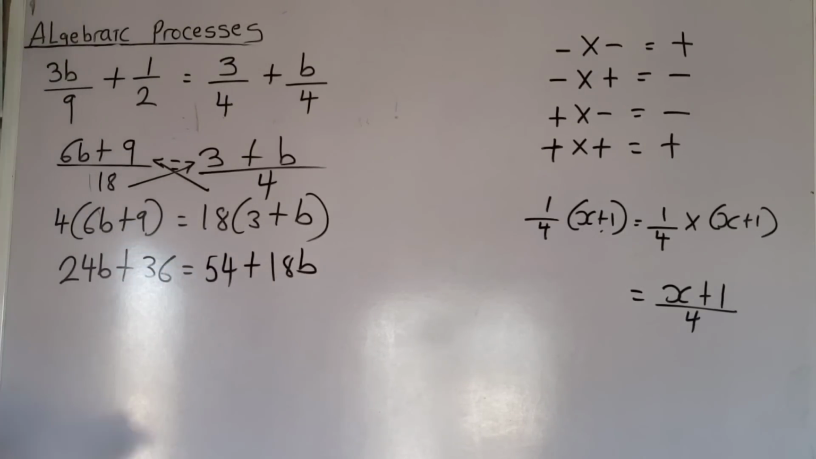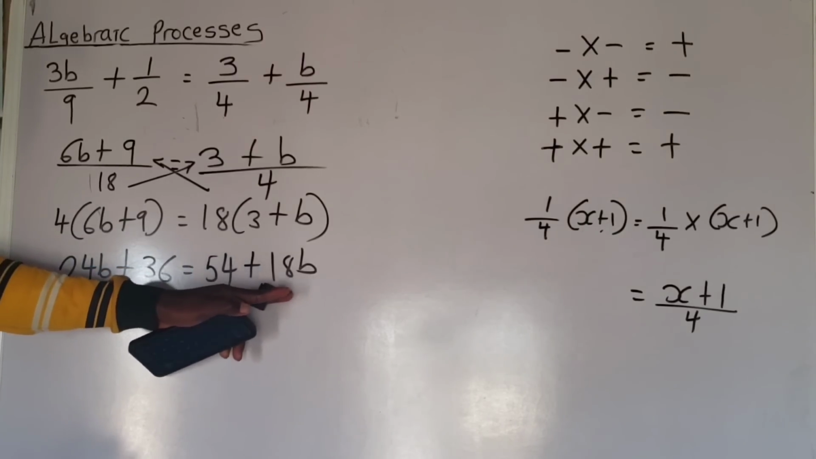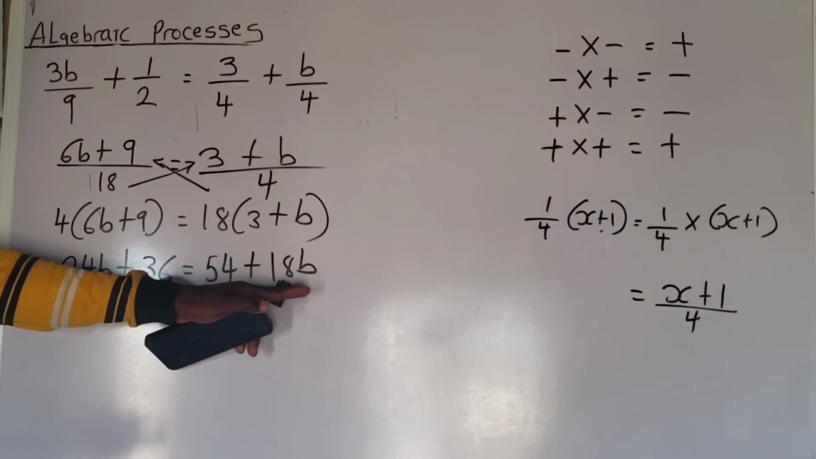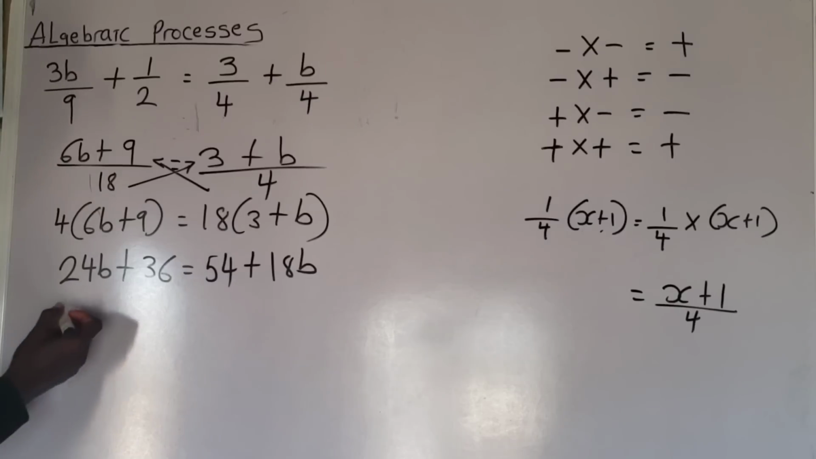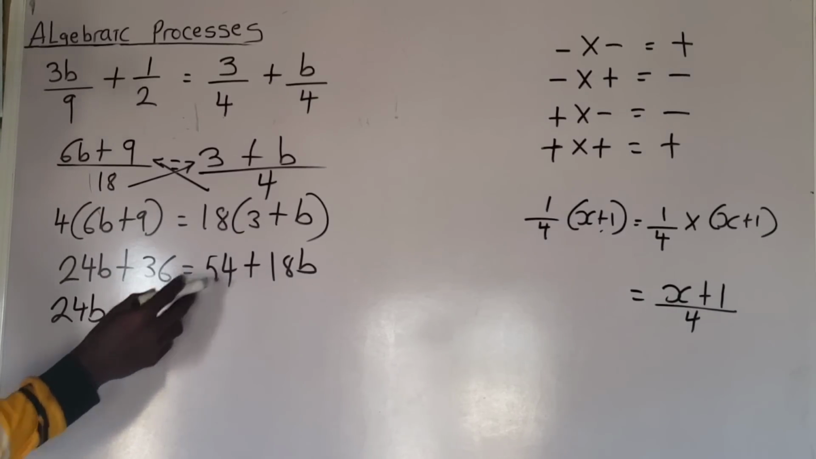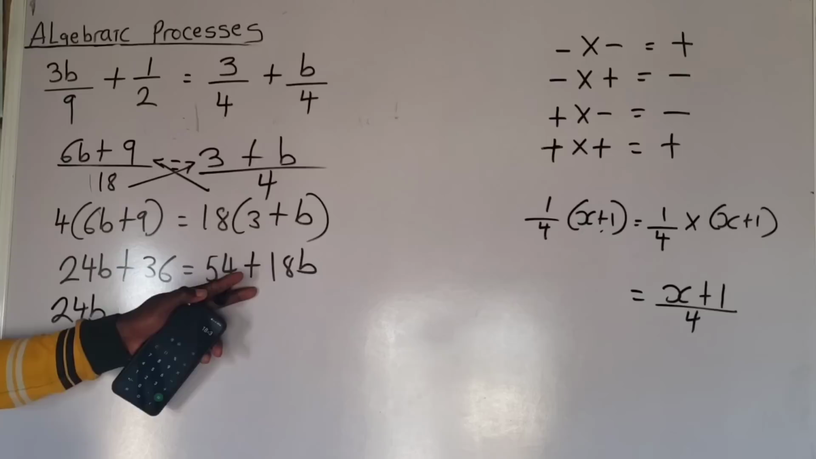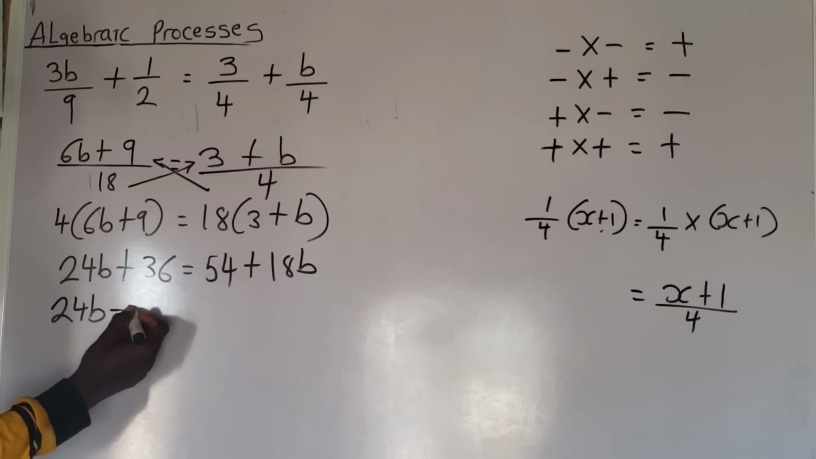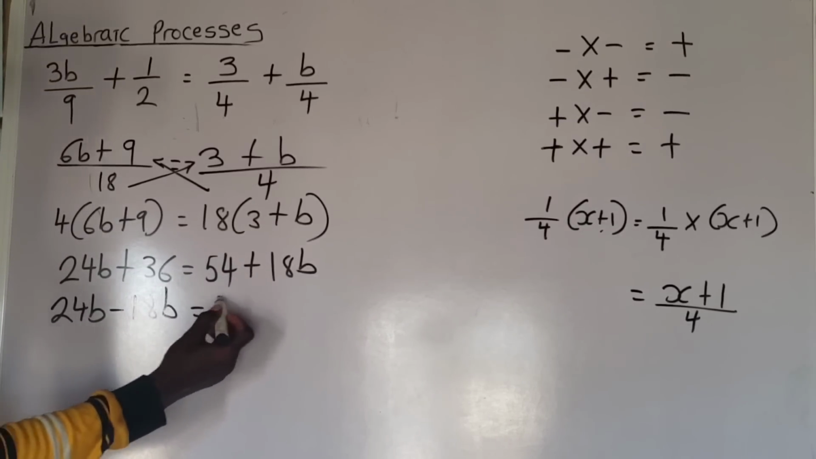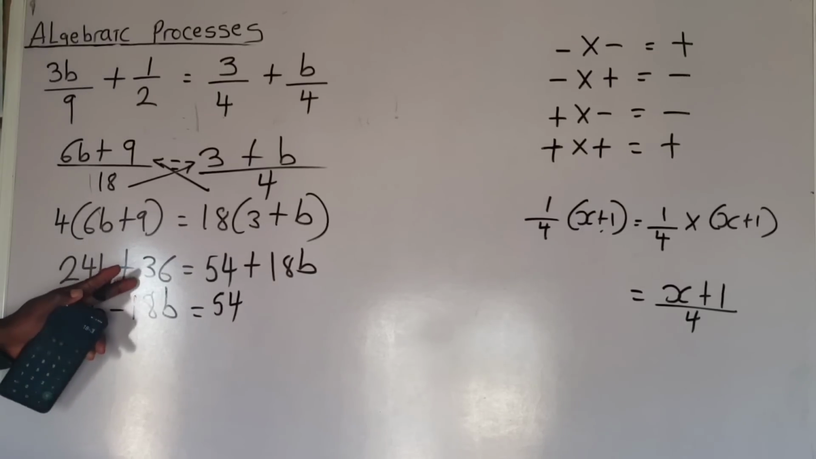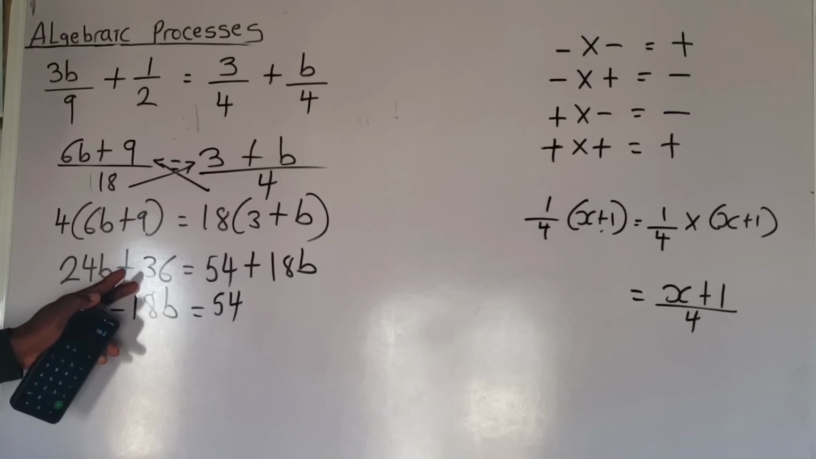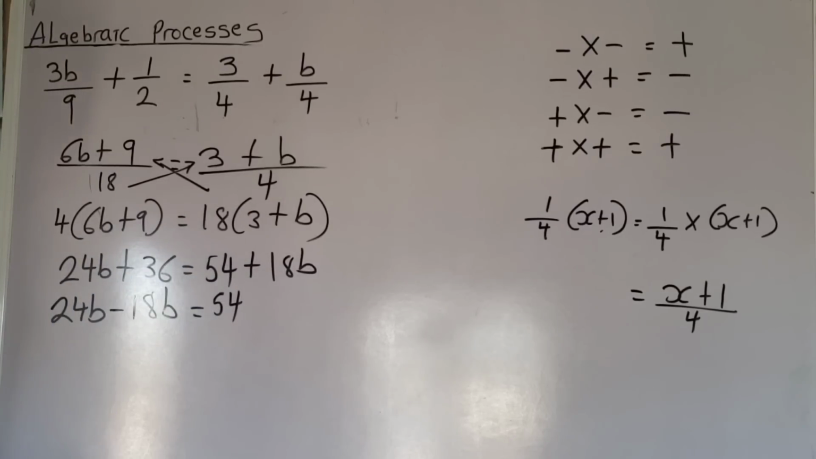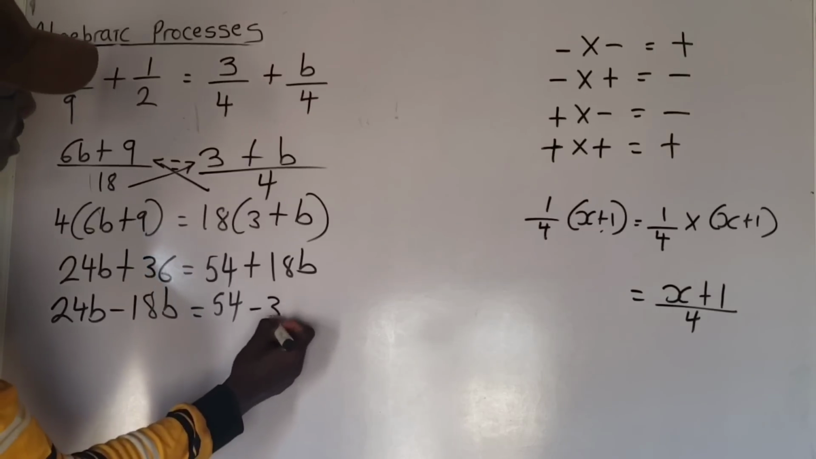You understand? Okay, now the next step here is to collect the like terms, that is add the similar terms together. You can see that we have 24b and we have 18b. I'm going to move this 18b from the right hand side of the equation to the left hand side. So I'm going to have 24b, because the sign before this 18b is what? Positive. It's going to change to negative. So I'm going to have negative 18b is equals to 54, and I'm going to move this 36, positive 36, to the right hand side of the equation. So the sign is going to change to negative 36.